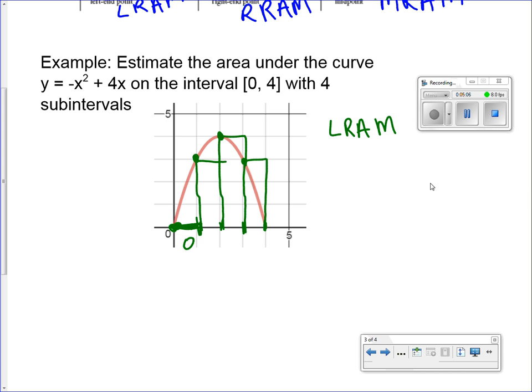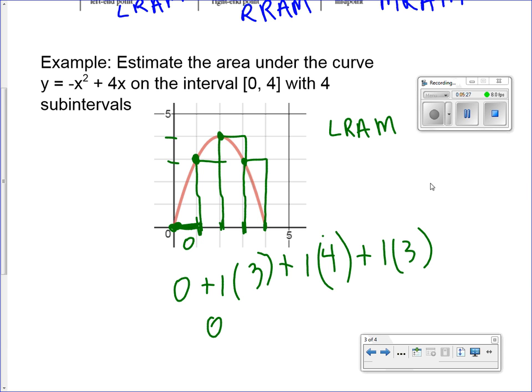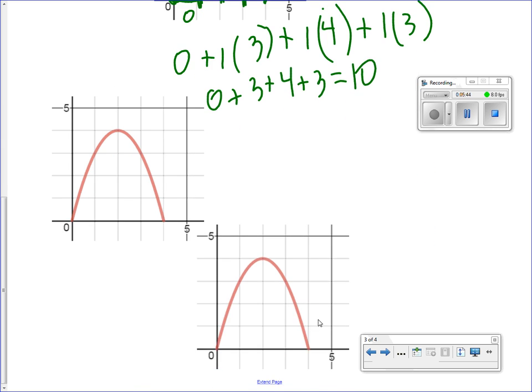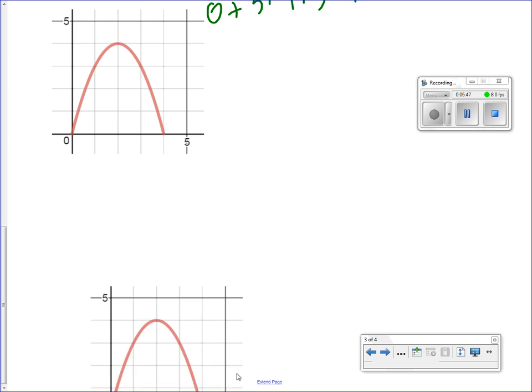The second rectangle has a width of 1, and the height is right here. It's 3 units. The third rectangle also has a width of 1 and a height of 4. I'm just reading that off the graph. The fourth rectangle, again, a width of 1 and a height of 3. So 0 plus 3 plus 4 plus 3 equals 10. So right now we're approximating that the area is 10. So that's LRAM. Now we're going to look at it again with RRAM, and then we'll do MRAM last.